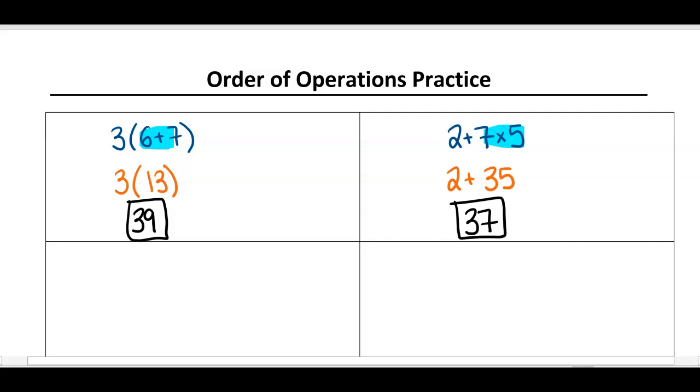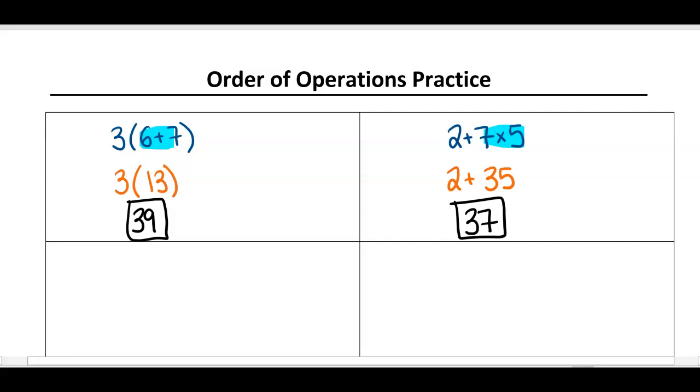One thing to note is I rewrote the whole problem. I still wrote 2 plus, but then instead of 7 times 5, I substituted in what that is, which is 35. It may seem silly, but the students who write the steps like this and don't reorder things make fewer mistakes. I see it all the time.